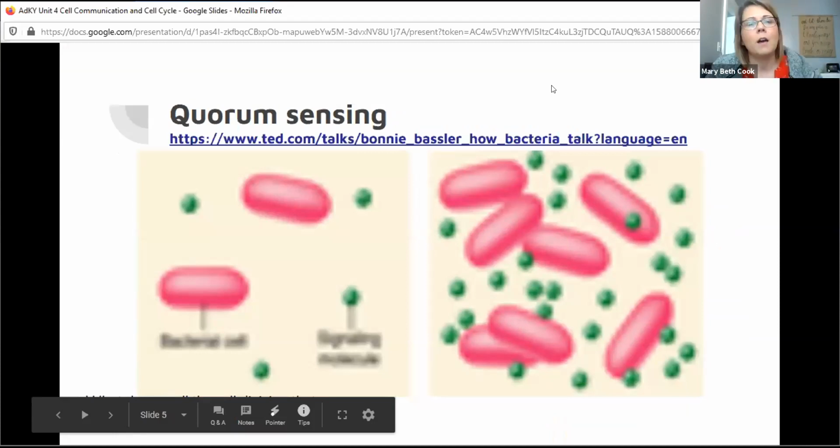Quorum sensing is also a great example of two cells that are in close vicinity being able to talk to one another, and I find this really fascinating. I have provided a link. Bonnie Bassler, I want to say she does research at Princeton, but anyway, she has a TED Talk, and if you haven't seen this, it really is fascinating. She talks about her research.